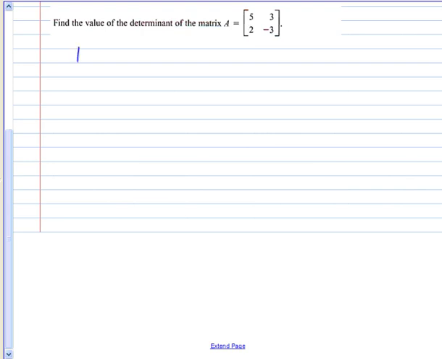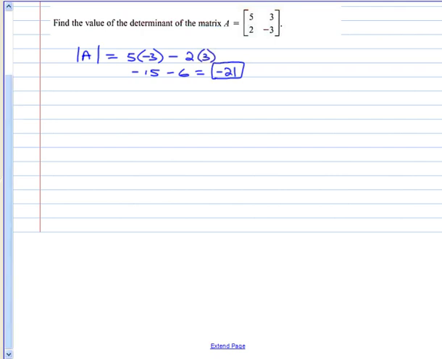So if I want the determinant of this matrix A, I'm going to take 5 times negative 3. I'll write down the steps on this one. 5 times negative 3 minus, and it's always minus, and then it is 2 times 3. So this will be negative 15 minus 6 more equals negative 21. There's the determinant. So the math is easy. You just need to know what to do to find a determinant of a 2 by 2.